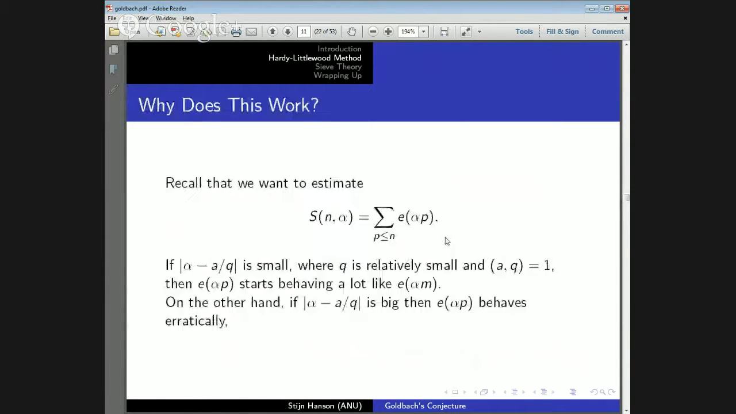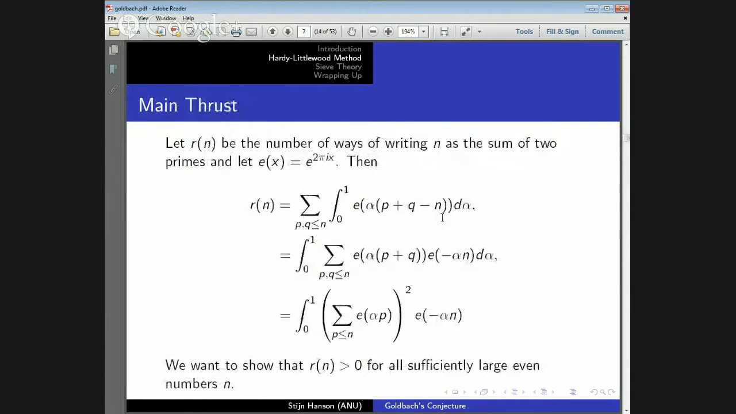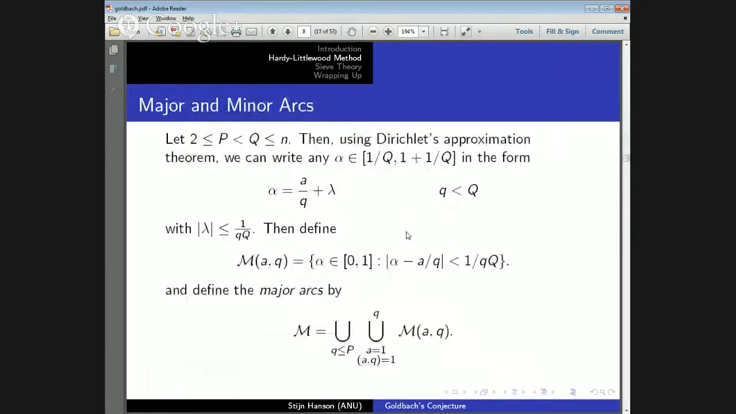But why does this work? There's not much point in decomposing something just for the sake of it. I mean, sure, you might be able to get better averages, but you'll give yourself a lot of extra work for potentially not much gain unless there's some reason behind it. So the thing we want to estimate is this sum over primes. Remember from a few slides back, this thing here. That's what we want to estimate.